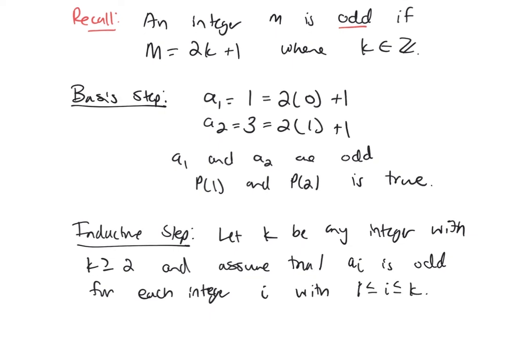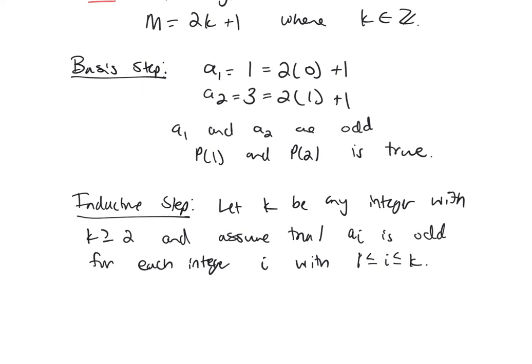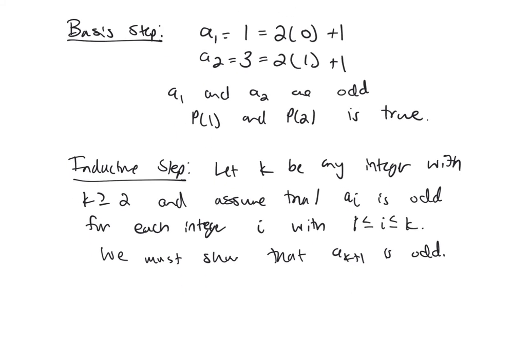Now we're going to identify what we need to do. We must show that A_{k+1} is odd. That's what we have to do. So we need to show that it's 2 times a number plus 1. All right, so what do I know about k? I know k is at least 2.